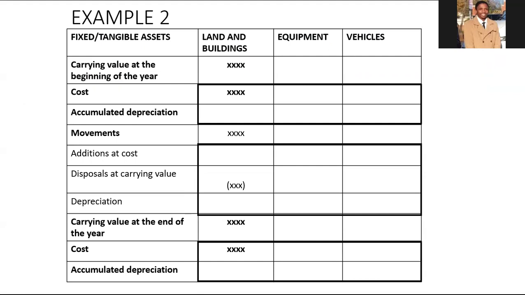What is the cost of equipment at the beginning of the year? It's 200,000. You will minus accumulated depreciation at the beginning of the year of 50,000. Carrying value will be 200,000 minus 50,000, which will be 150,000. We did not buy any equipment, so additions at cost will be 0. We did not sell any equipment, so disposals at carrying value will also be 0.